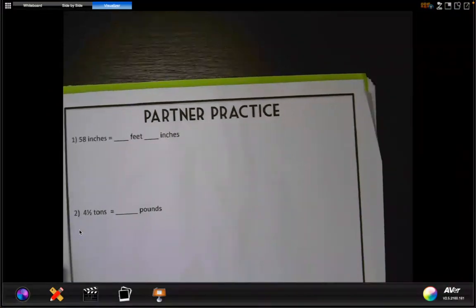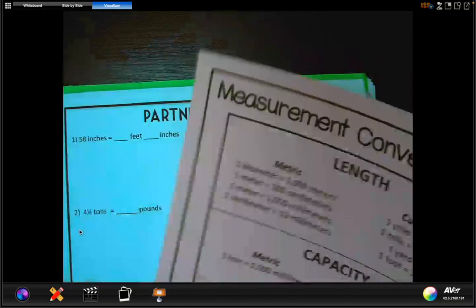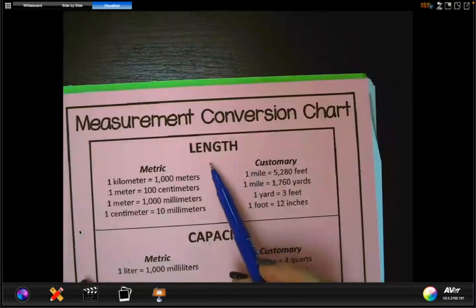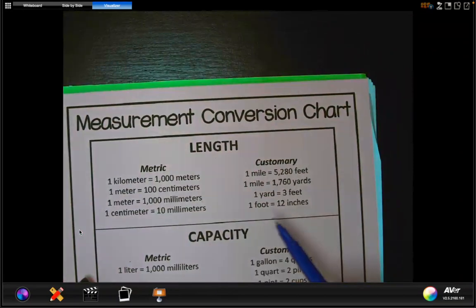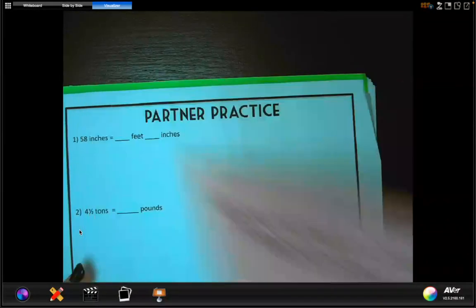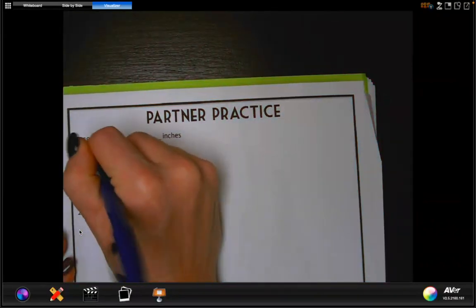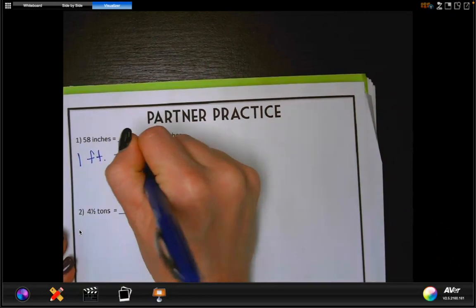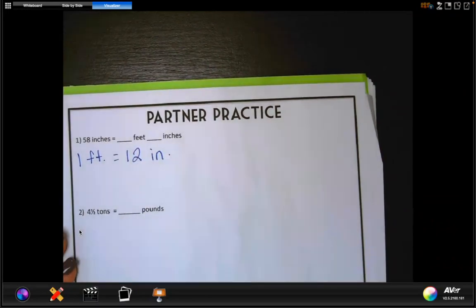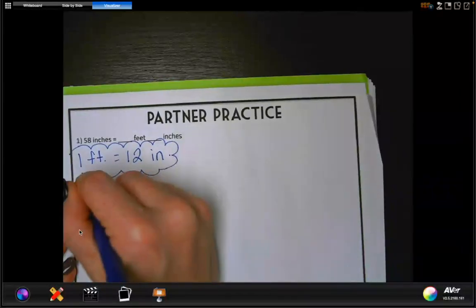All right, so let's start with our conversion rate. Our conversion rate is going to be on the, what are we doing? Inches and feet. That's going to be on the length section, and it tells us that 1 foot is equal to 12 inches. So that's our conversion rate. 1 foot is equal to 12 inches. Okay. All right. So let's go ahead and get our conversion rate on there.